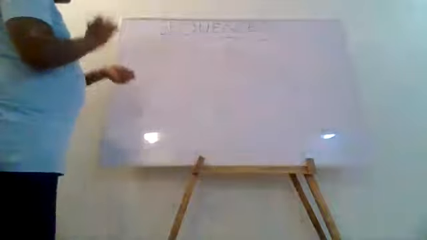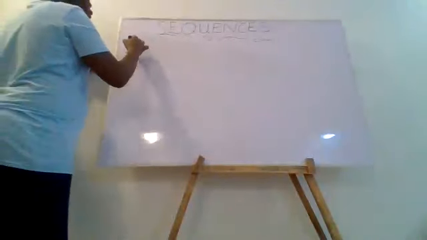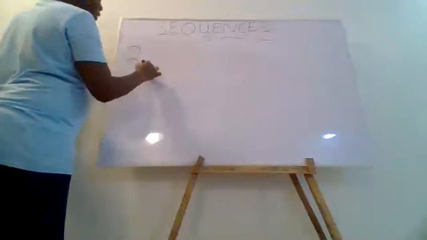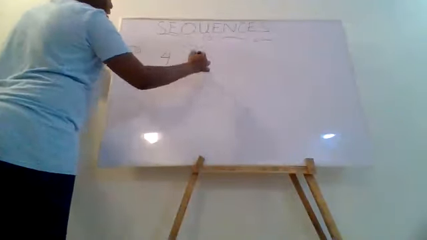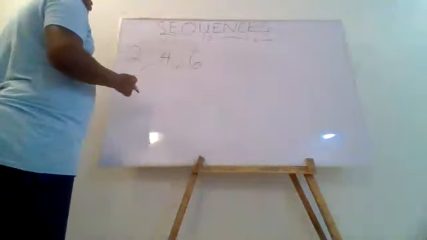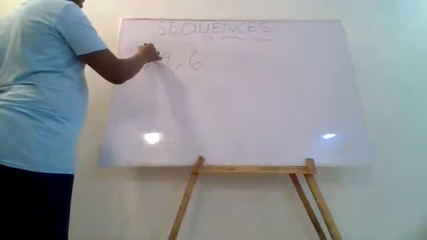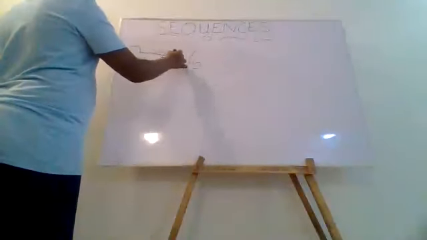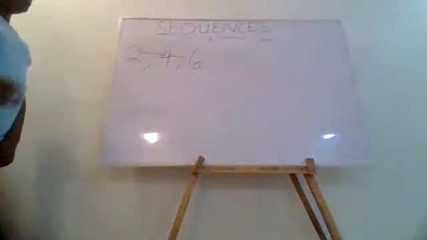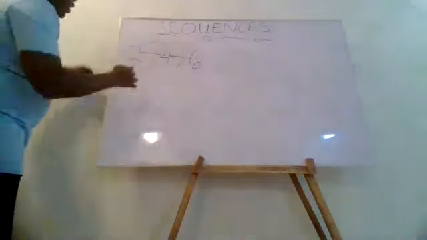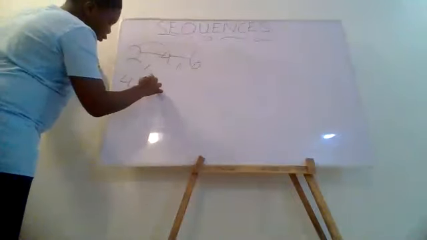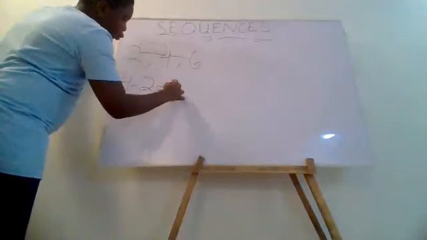We have 2, 4, and 6. Now the term to term rule is how much a number changes from one number to the next in a sequence. To find it, we subtract the first two numbers from each other. Very simple, right? 4 minus 2 is equal to 2.